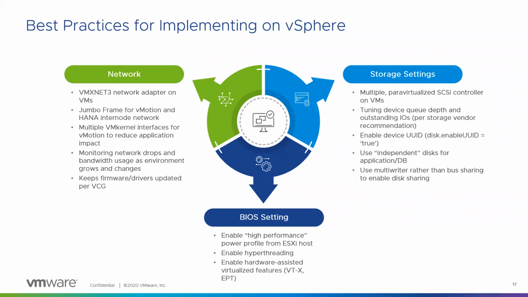On the storage settings side, we always use multiple paravirtualized SCSI controllers on the VM, because there's no point in overloading just one controller. And if you're using a storage array, in general, the array provider will provide recommendations in terms of the host settings as well. For example, from EMC's point of view, they have a very detailed guideline on how you can tune the device queue depth. Device queue depth is very important. If you have a very, very short queue depth, you're going to have very poor performance.